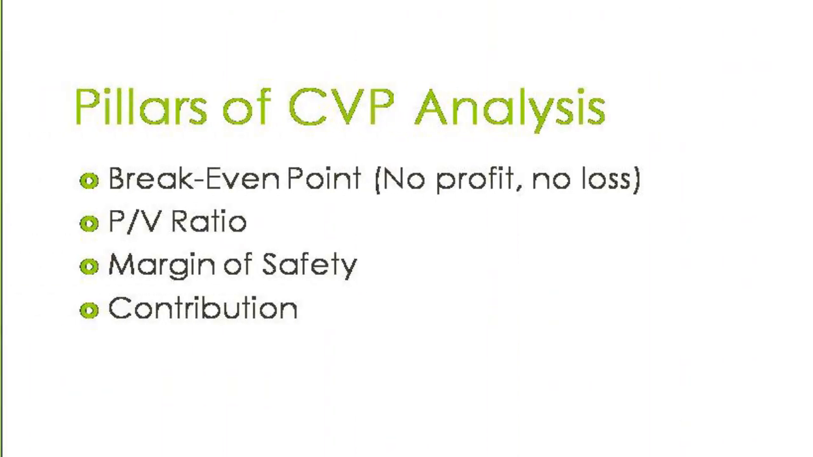So basically, there are three pillars of cost, volume, profit analysis. The first one is marginal cost and equation. The second is contribution, and the third one is profit volume ratio. So we'll discuss one by one. The first one is marginal cost.